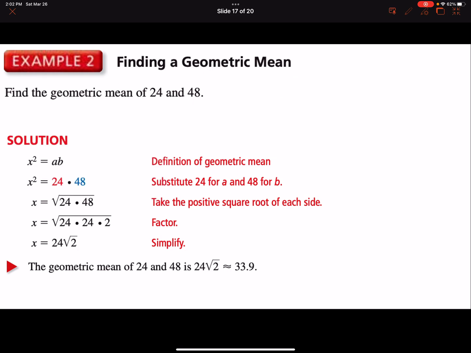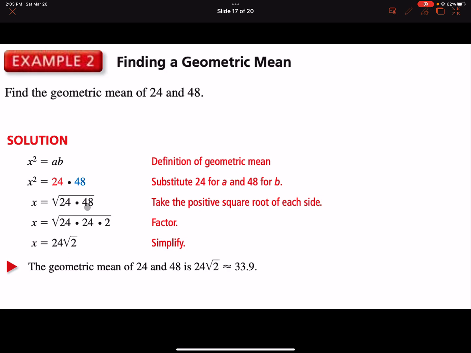So if I'm given, find the geometric mean of 24 and 48. What this is telling me to do is multiply 24 and 48, get the square root of it, and you're going to get the geometric mean. Now, if I do that, this is what happens. I get x squared equals AB, just like we were told in the previous slide. X squared equals A is 24, B is 48. Now, if I want to solve for x, I need to get the square root of both sides. So x equals the square root of 24 times 48.